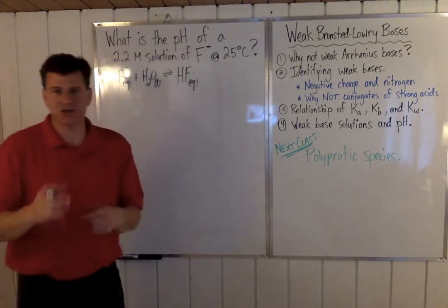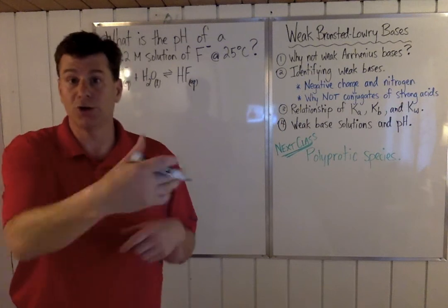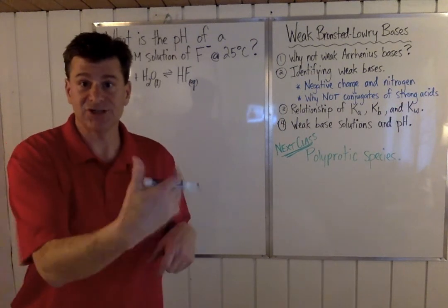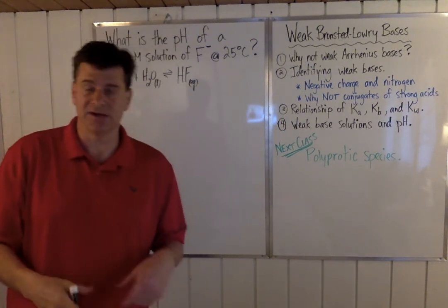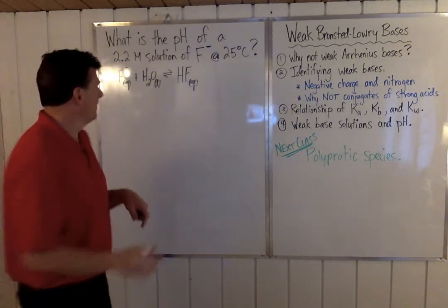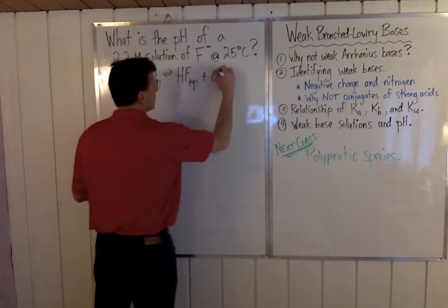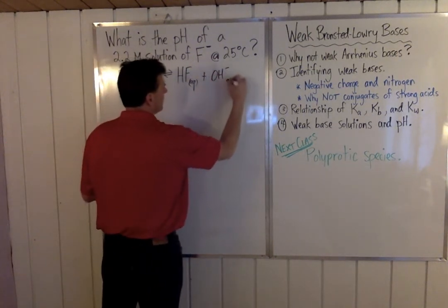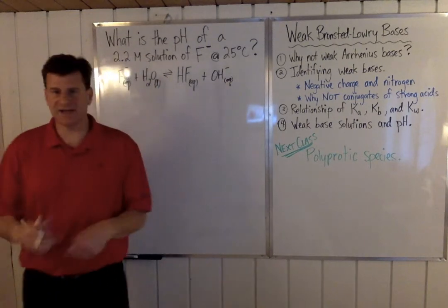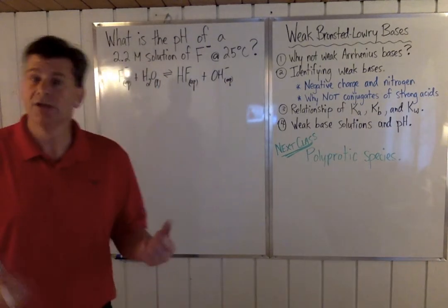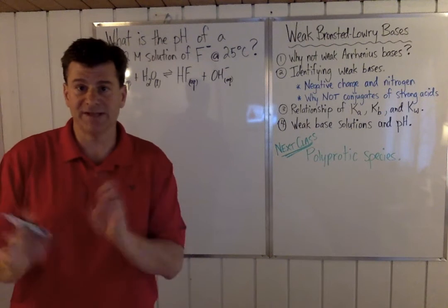So I take an H, take it off the water, put it on the F minus, it goes to HF. It's now neutral because it was -1. I put a +1 on it. Plus hydroxide. So the water has an H ripped off of it. There's the hydroxide. So there's my balanced chemical equation, all the phases, all the charges.